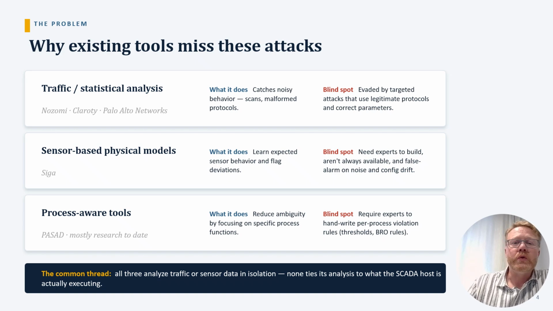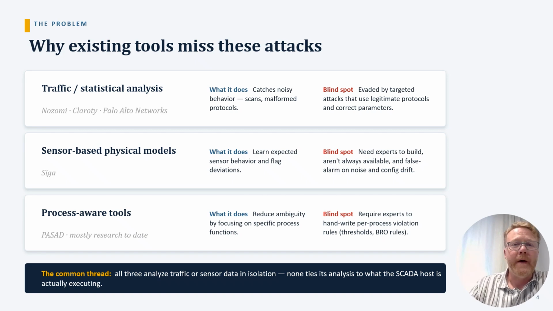So why do existing tools miss these attacks? There are 3 families of existing tools, and each has a blind spot. The traffic and statistical analysis family, think passive network monitoring plus OT asset inventory plus protocol aware detections plus baselines. All that, you watch the network, you dissect the different protocols, and then you flag deviations from a learned norm. A lot of the solutions already in the market are based on this, and you can see I list a few there. There's Nozomi, Clarity, and also Palo Alto Networks, which is where I work, so they are getting a shout out.